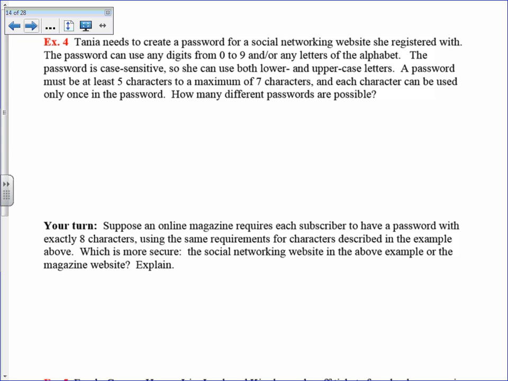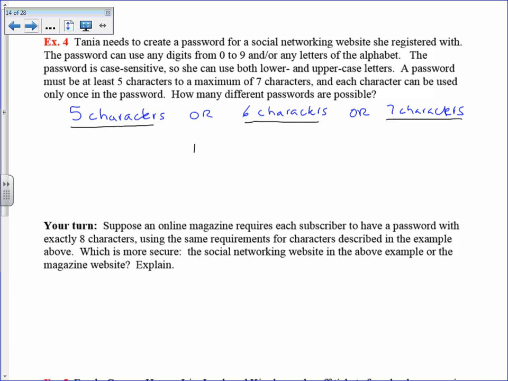So we have 5 characters, or 6 characters, or 7 characters. And if we remember from yesterday and the day before, or means plus. So whatever we do, we're going to add these together to find out how many total choices she has. We have to figure out what n is, how many different characters there are given what we're told.